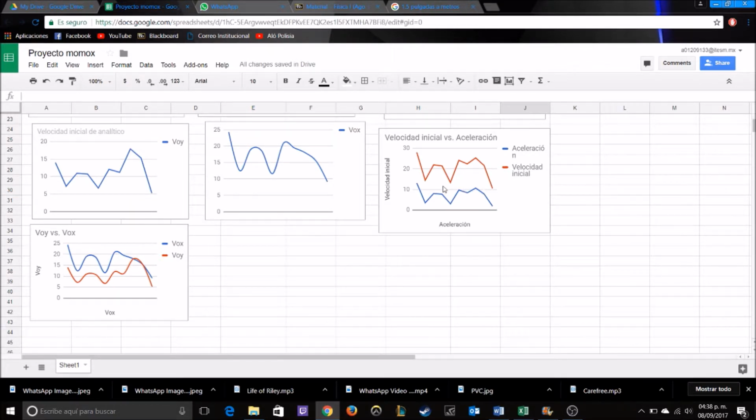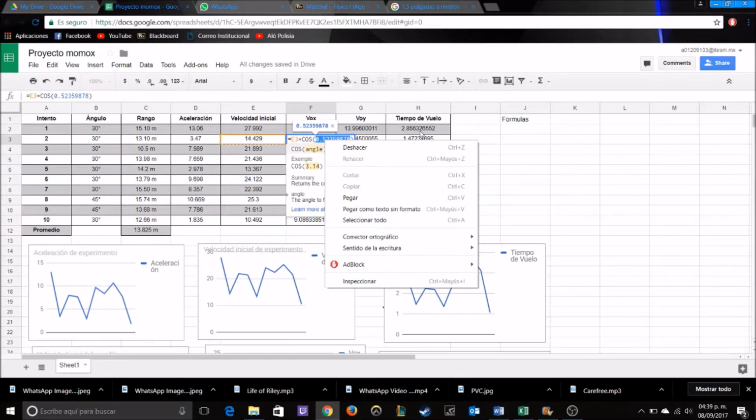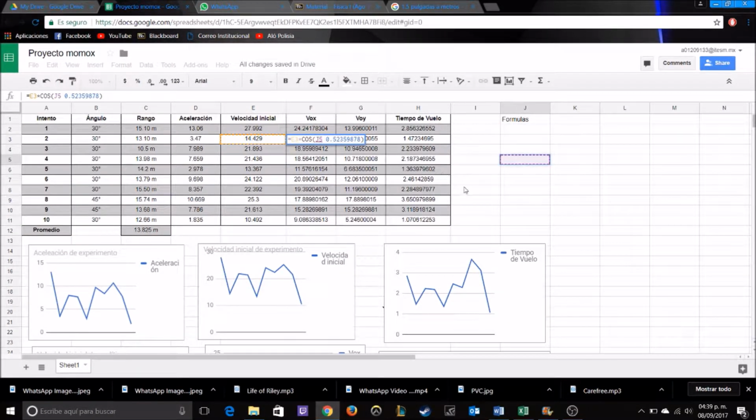Okay, we can say from this one that the initial velocity is greater than the acceleration. Also, if you compare these both graphs, you could see that they are almost the same in their shapes, which means that the initial velocity and the acceleration should be pretty similar.